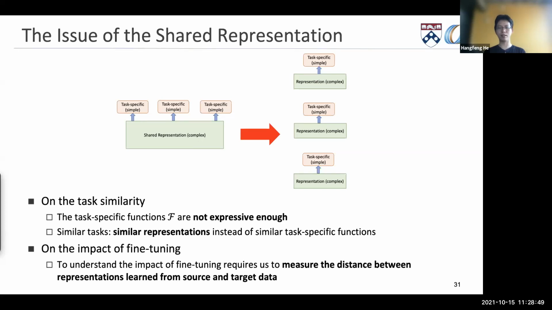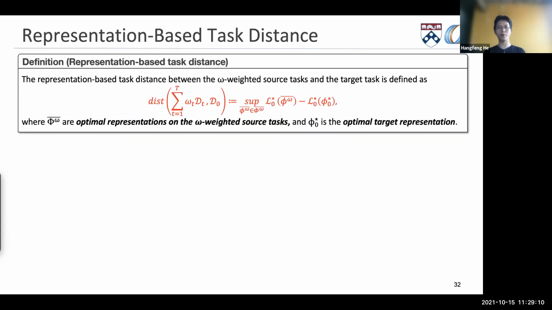Therefore, we relax this assumption by allowing different tasks to have different representations. In this way, we can use the similarity between representations to measure the task similarity. And we can measure the distance between representations learned from source data and representations learned from target data to understand the impact of fine-tuning. Formally, we propose representation-based task distance. The representation-based task distance between W-weighted source tasks and the target task is defined as follows. Here, weights are on tasks, but we can easily turn to cases where weights are on examples. Big Phi_W are the optimal source representations, and phi_0 star is one of the optimal target representations. We can see that the task distance is based on the worst target population risk for representations in the optimal source representations. For instance, if the optimal source representations are a subset of the optimal target representations, then the task distance is 0.